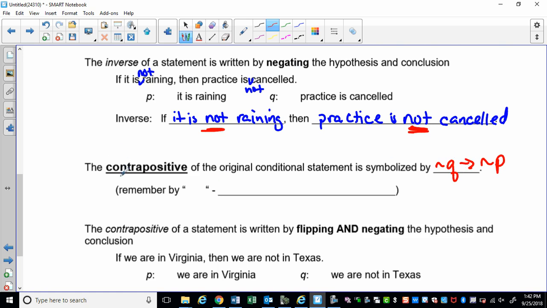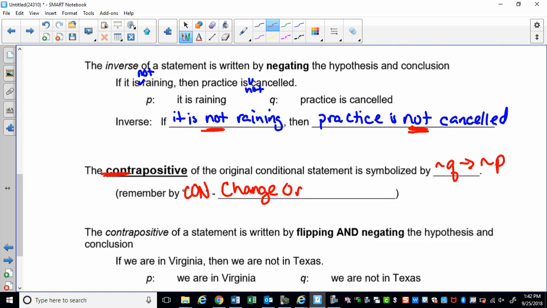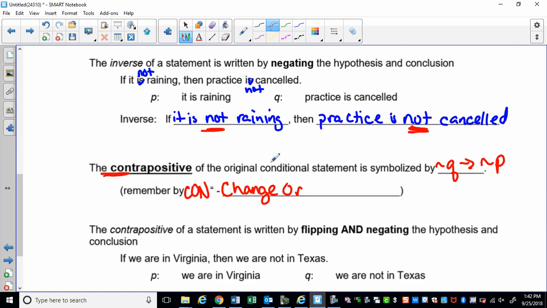I remember this by the first three letters, C-O-N. C-O, remember, means change order. And N means negate.